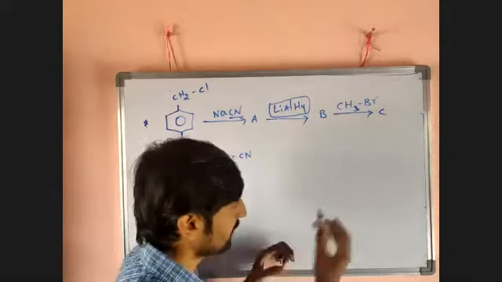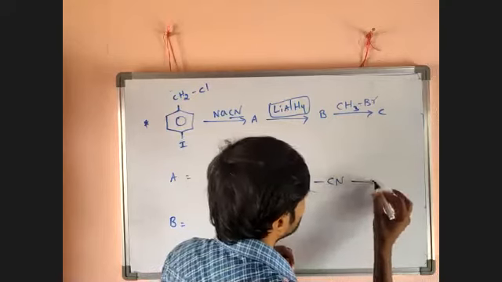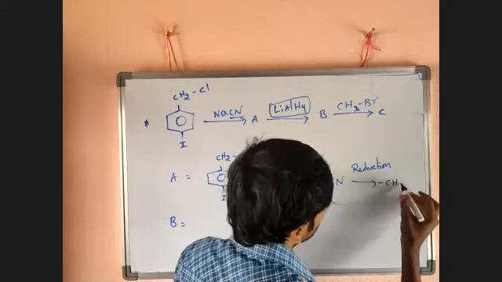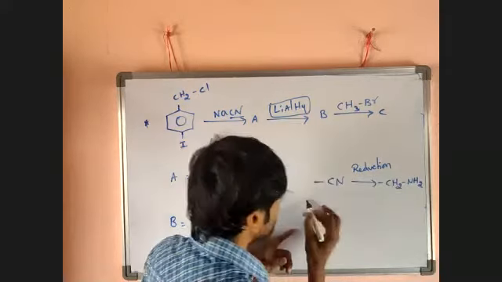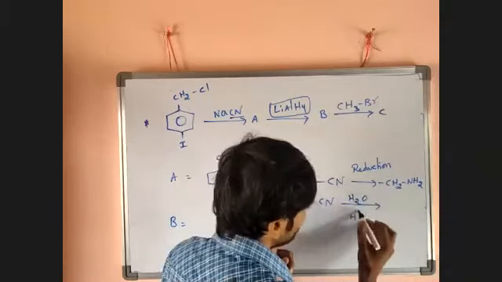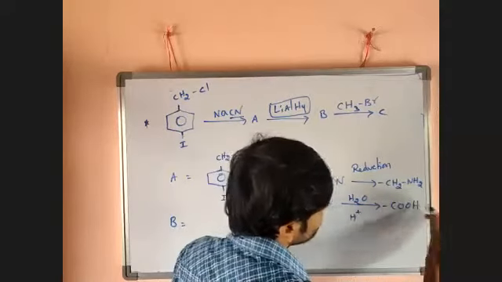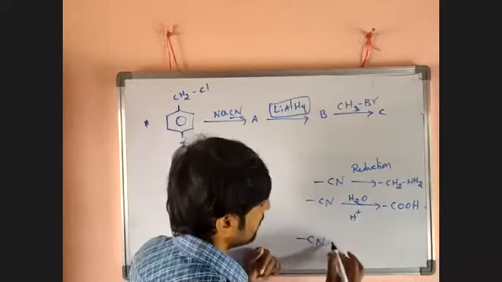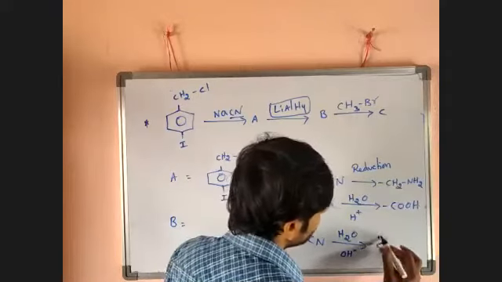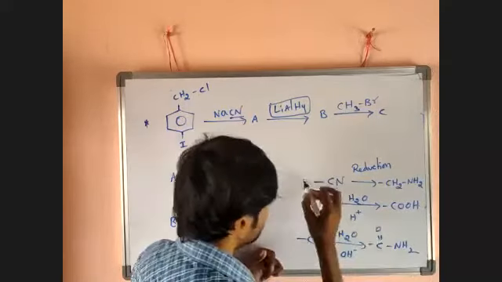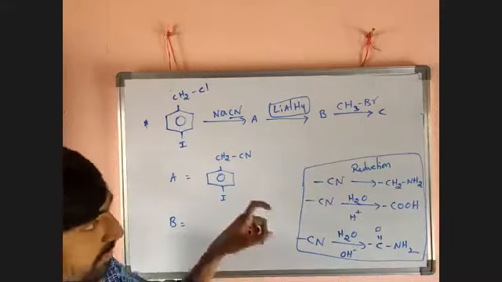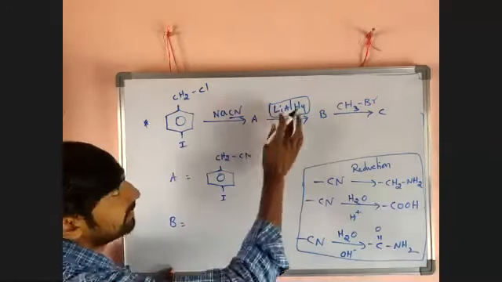Now what's happened here? I want to take some shortcut. When CN is involved in reduction, we will get CH2NH2. It is a splendid shortcut. If CN is involved in hydrolysis in presence of acid, you will get COOH. If CN is involved in hydrolysis in presence of base, you will get CONH2, amide. So it is an important thing. Basics. Important. Look here now. I want to do LiAlH4.